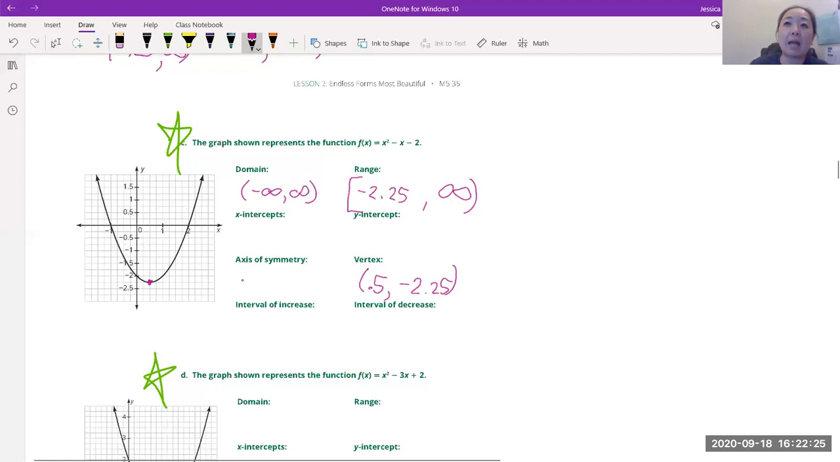And then my axis of symmetry is pretty easy because it's just this x part right here. This part I like to draw in because I'm visual. I like to visually see it. Makes me happy. So that's going to be x equals 0.5. And my x-intercepts right here are 2 and -1.